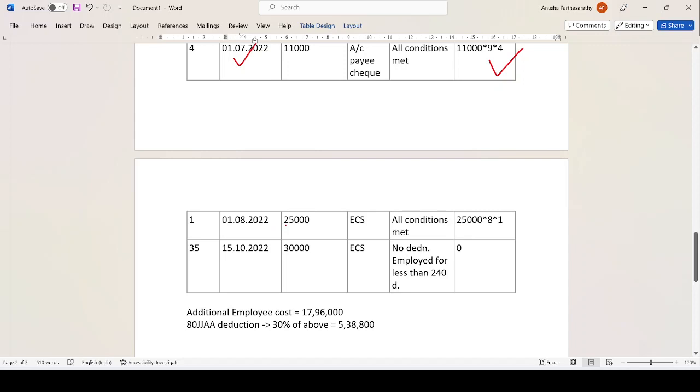Then 1/8/2022, it is not exceeding 25,000, right? So it will be considered. All conditions are met. 25,000 into 8 months into 1 employee. And the last one is employed for less than 240 days, so no reduction is given.